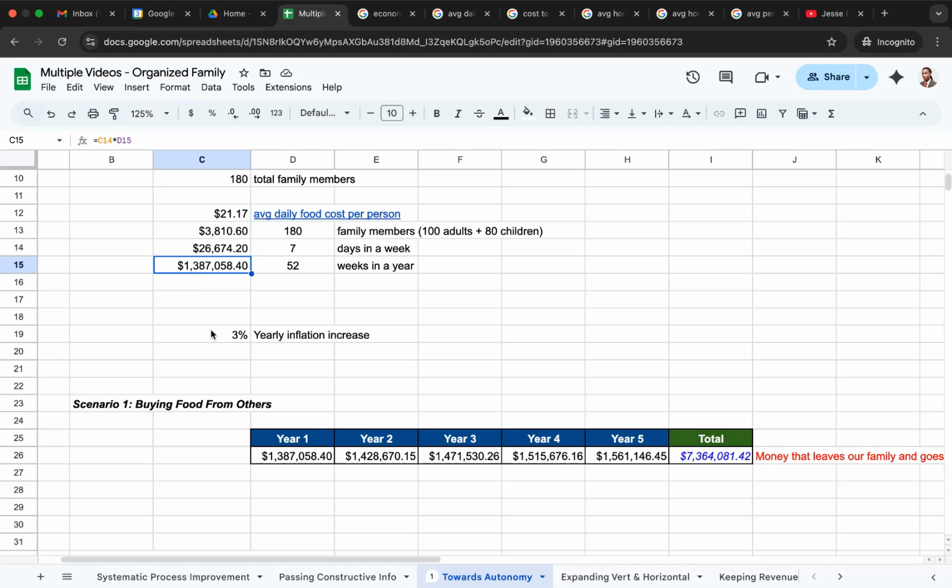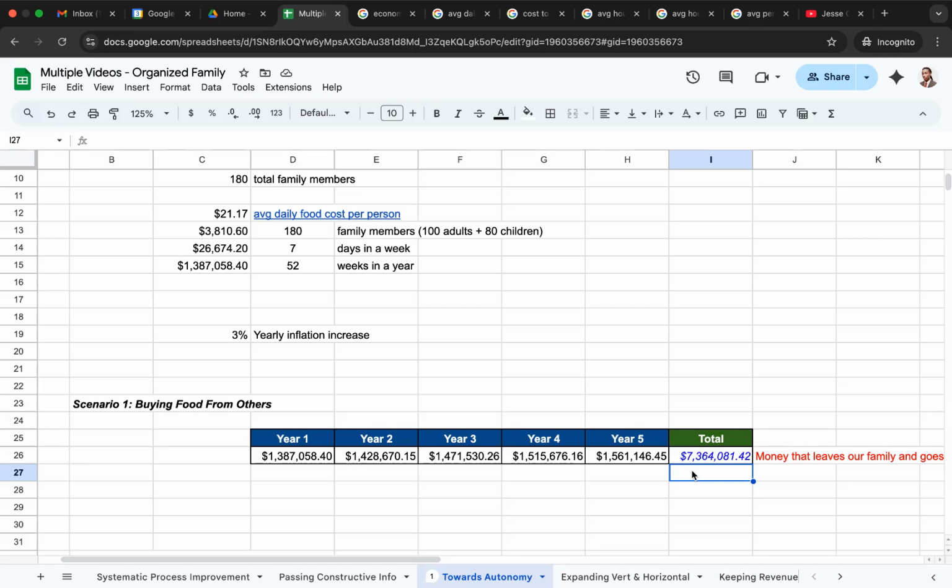If we take into consideration this 3% increase in food costs as a result of inflation, then every year the food would be a little bit more expensive. So in year one, it's this 1.3 million that we got from here. In year two, it's 1.4 million. In year three, 1.471. Then in year four, we have 1.5 million. Year five, we have 1.56 million. And for a total over this 5-year period of $7.3 million that this family has spent on food.